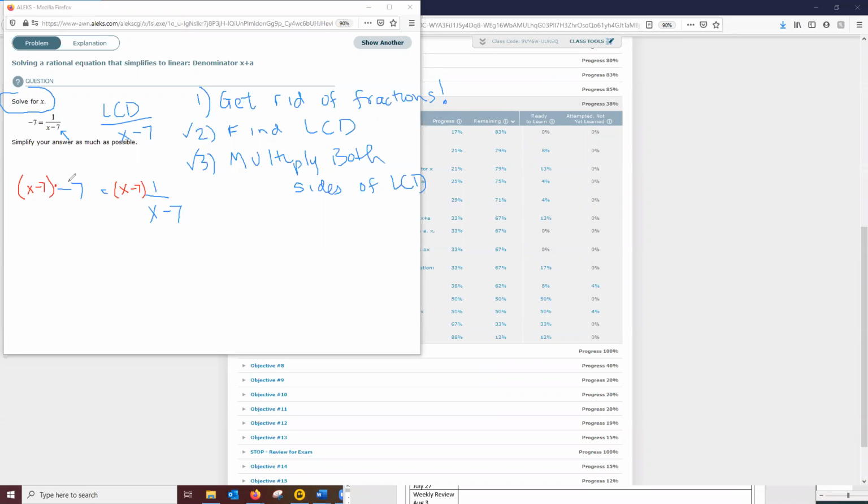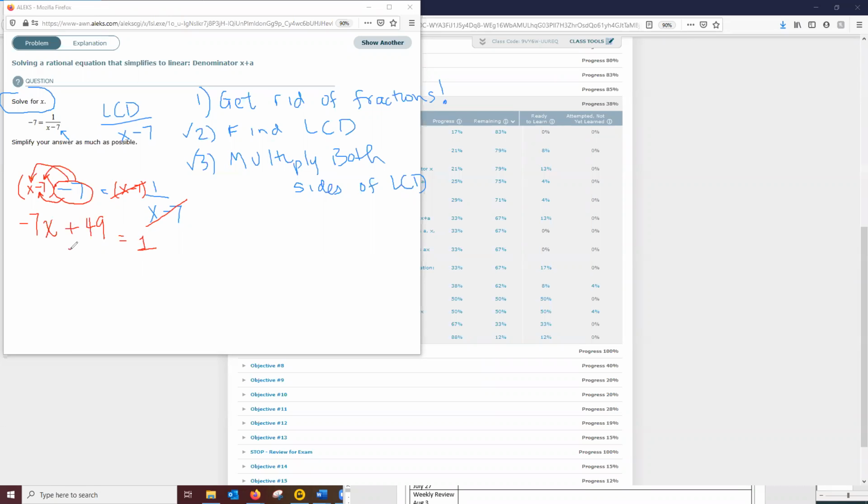All right, on the left-hand side, I have negative 7 multiplying this parenthesis. So I'm going to multiply inside using distributive property. This is going to be negative 7x plus 49. The reason I have a plus 49 is this negative 7 multiplies this negative 7, giving me a plus 49. But on the right-hand side, good news, this x minus 7 cancels out with that x minus 7, and so I end up with just 1 here.